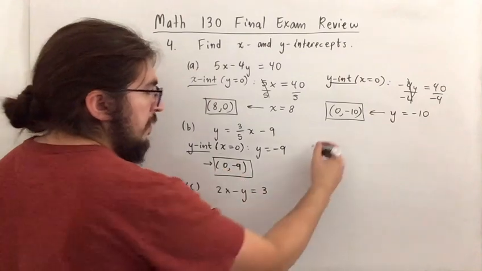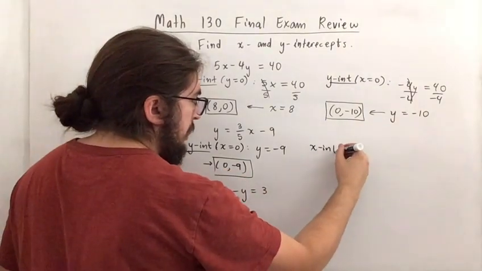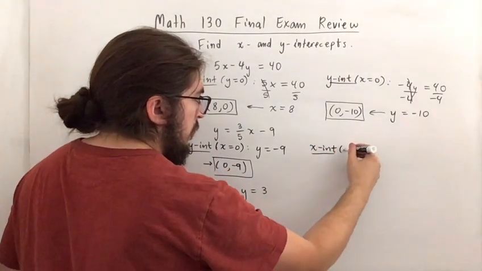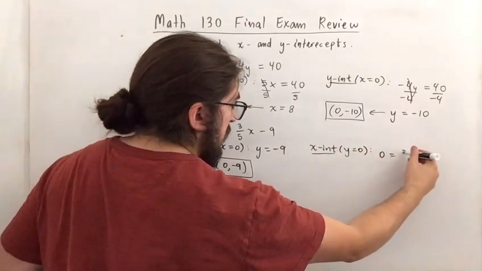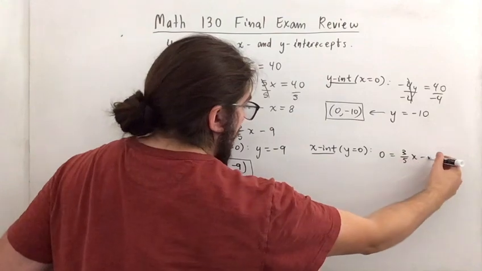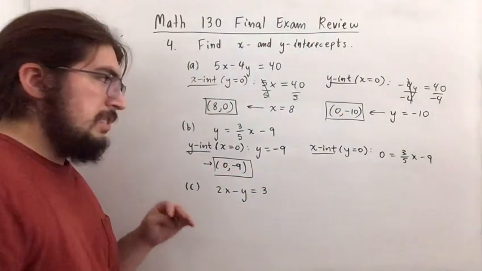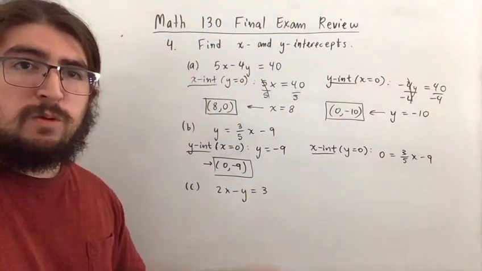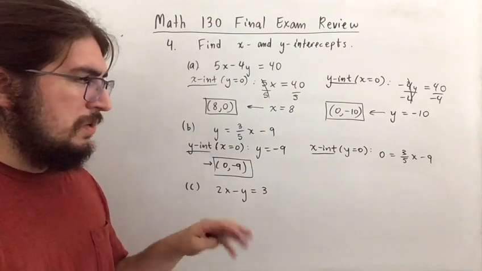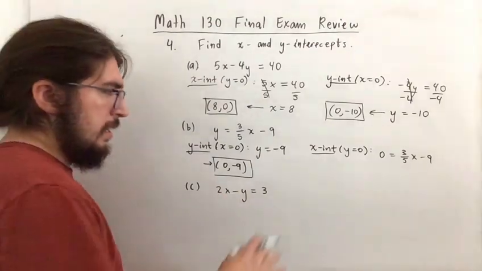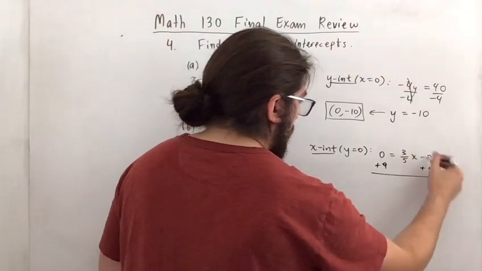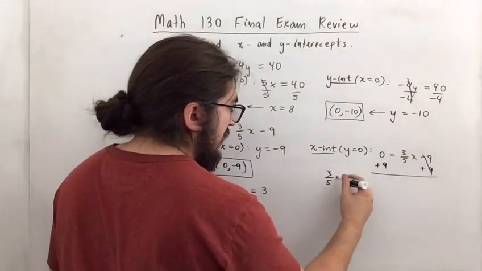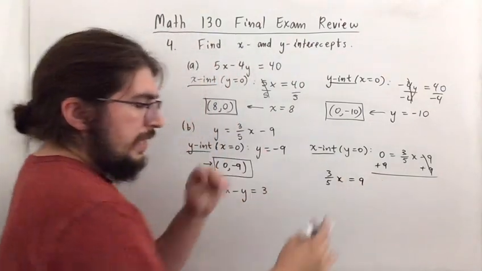Okay? For the x-intercept, it's a little more complicated, but we know what to do. We're going to set y equal to 0. So we'll get 0 is equal to 3 over 5x minus 9. There's a few ways of doing this. You can multiply by 5 if you want and then solve that. But I'm actually going to keep the fraction until the end. So I'm going to add this 9 to that side. So we end up getting 3 over 5x is equal to 9.